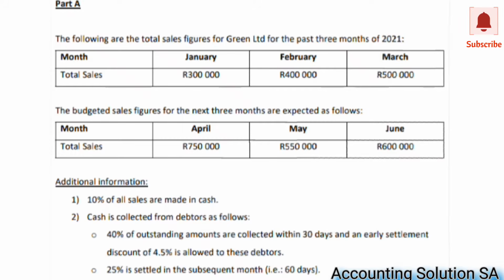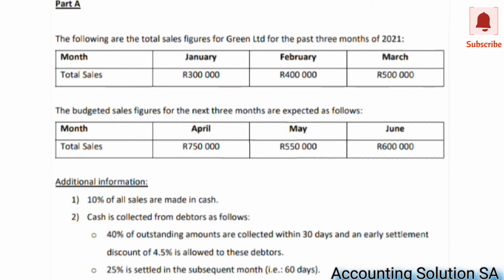The major part that you have to understand, guys, is that when we prepare a debtors collection schedule, we have to use what we call credit sales. That's very, very important, because if you don't understand that part, you're going to mess up everything. Okay, let's go to the information first.